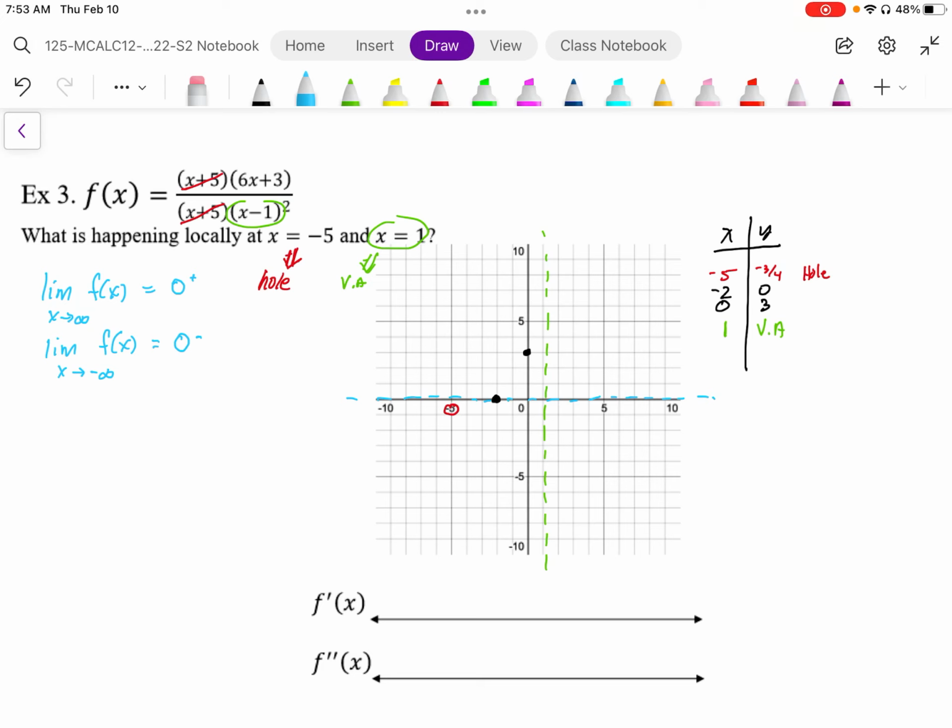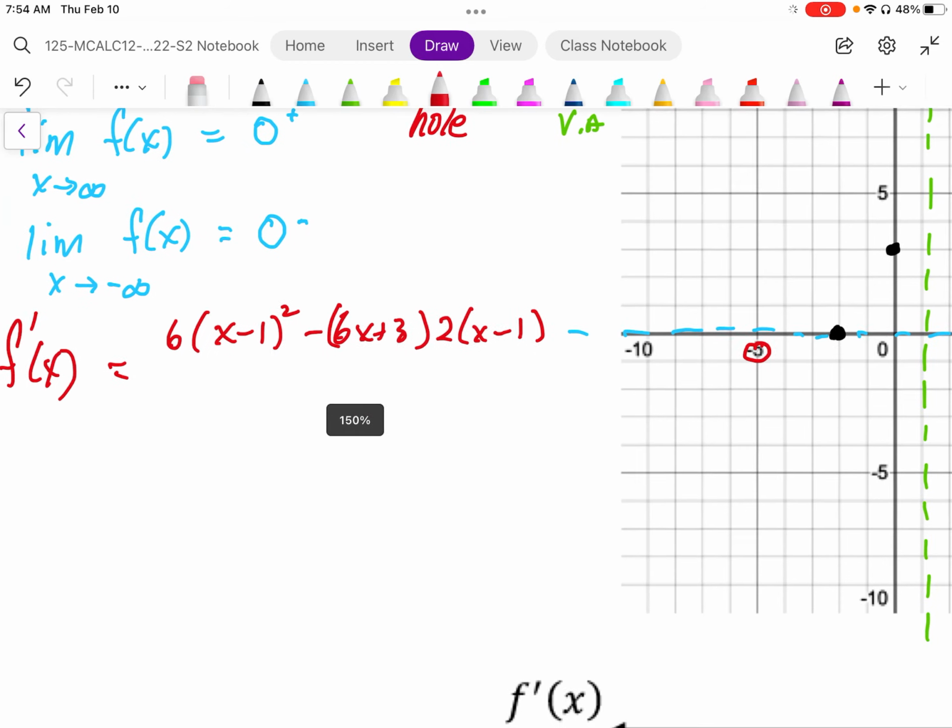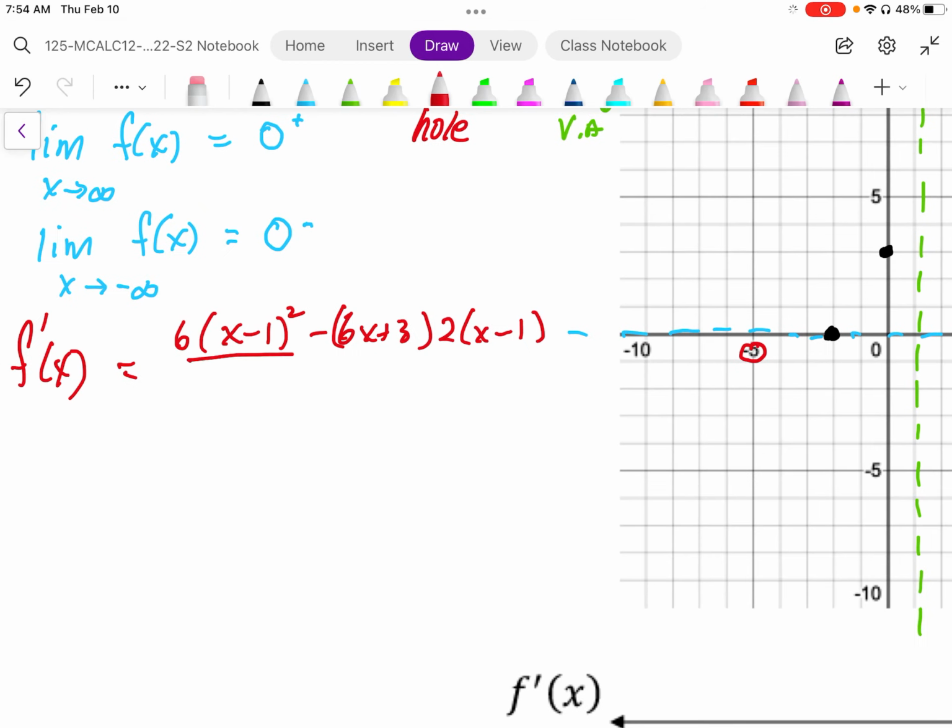Okay, so now I want to find min and max points. I need a derivative. So my first derivative, I've canceled those out. I'm going to differentiate this using quotient rule. So I end up with 6 times x minus 1 squared minus 6x plus 3 times 2 times x minus 1. Okay, so that's my quotient rule.